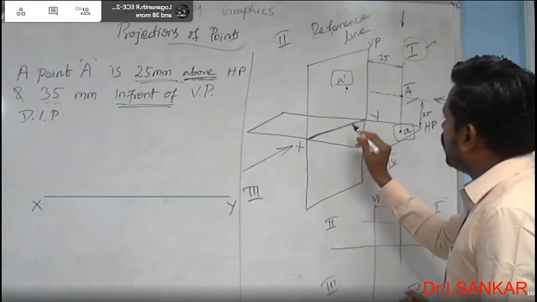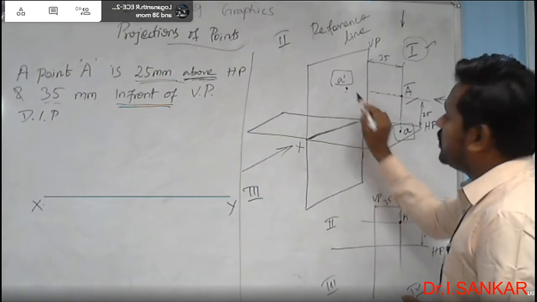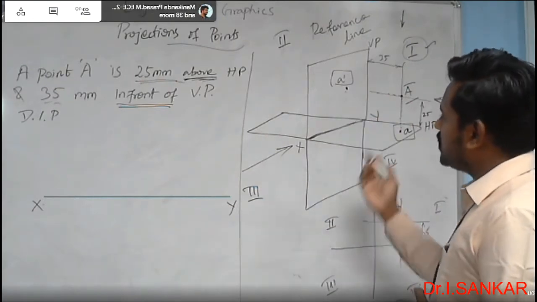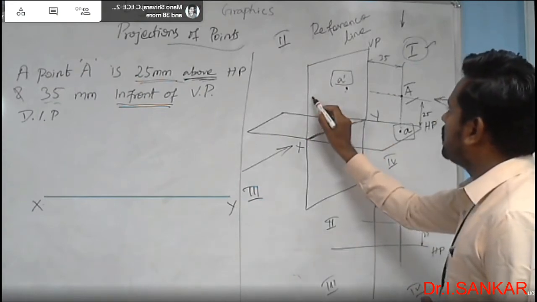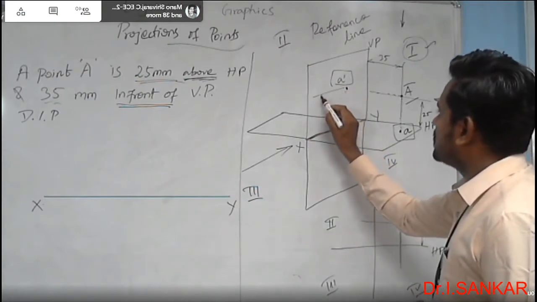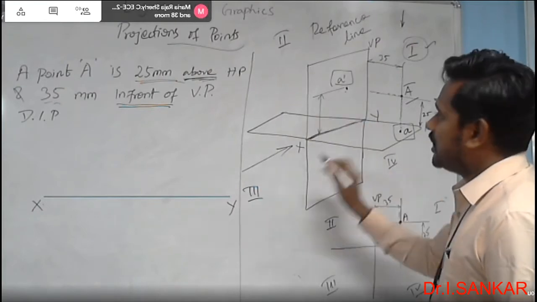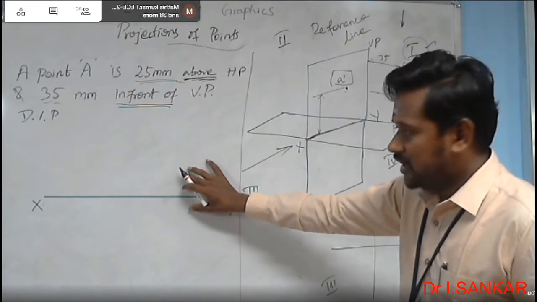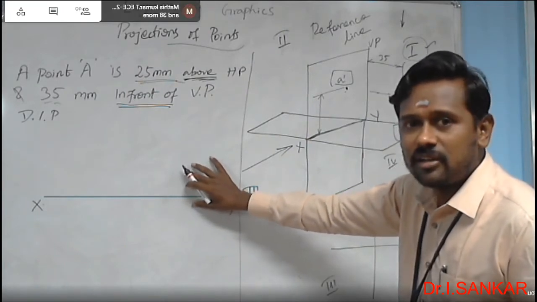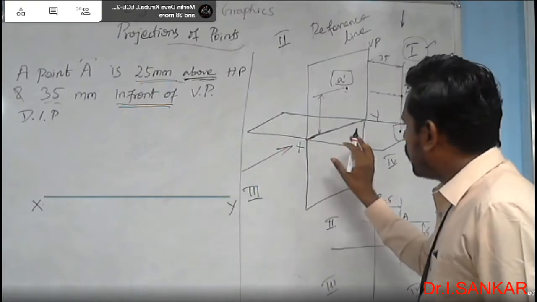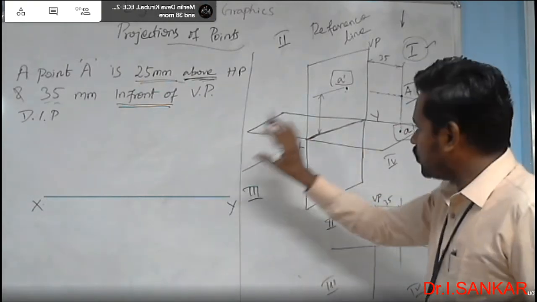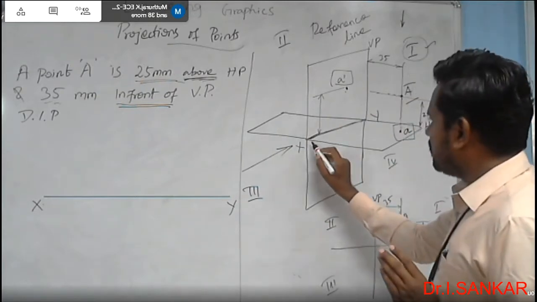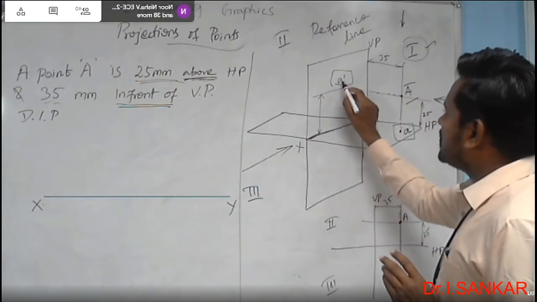A dash is located above the XY line, right? Above the XY line. Okay. How much above? What I am asking is how much above the XY line A dash is. Here we are not able to use the data related to HP and VP. Here we can use only the data related to the XY line. So whatever data you want to draw, you have to collect it from this environment with respect to the XY line.